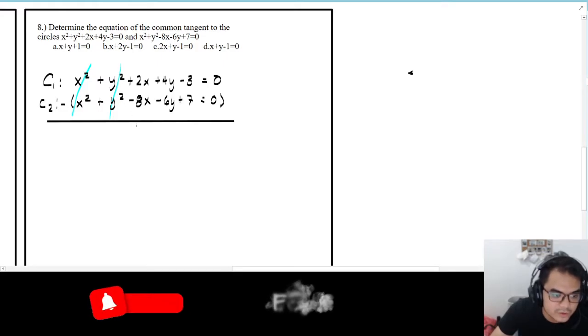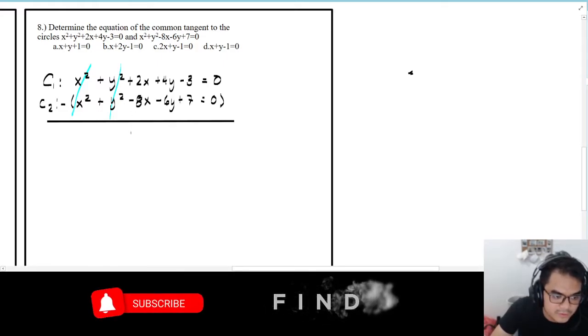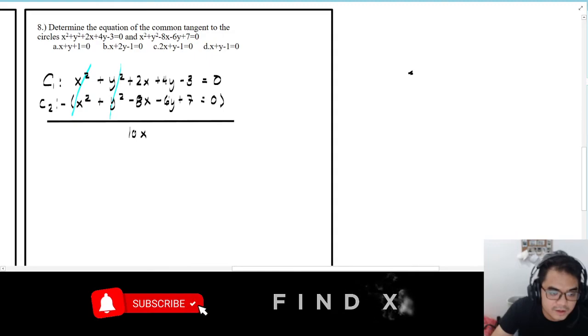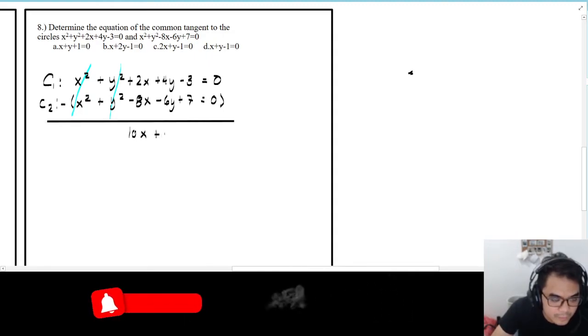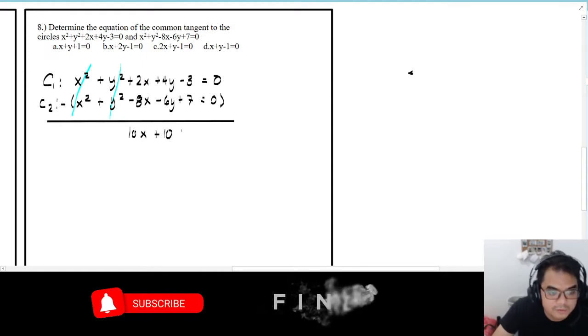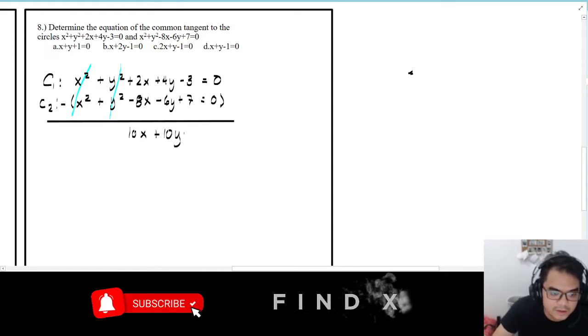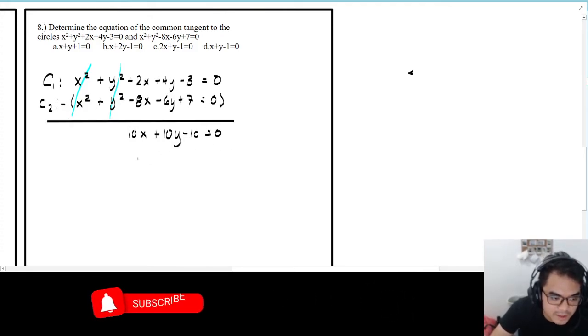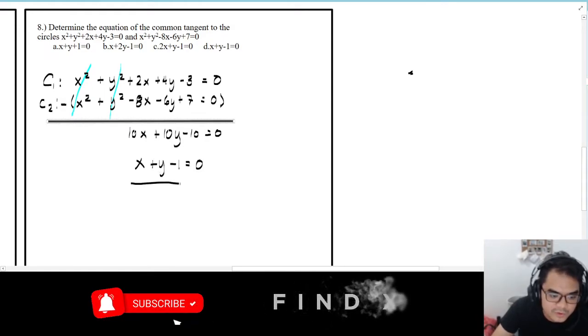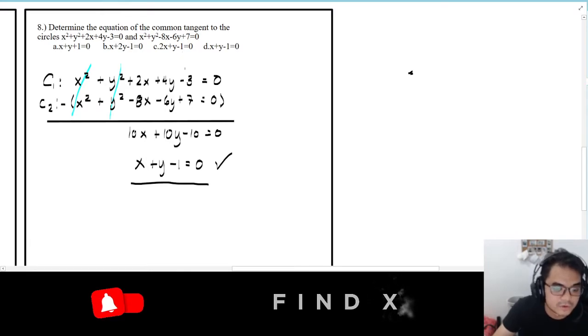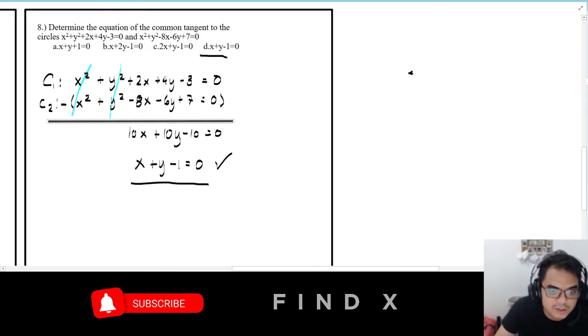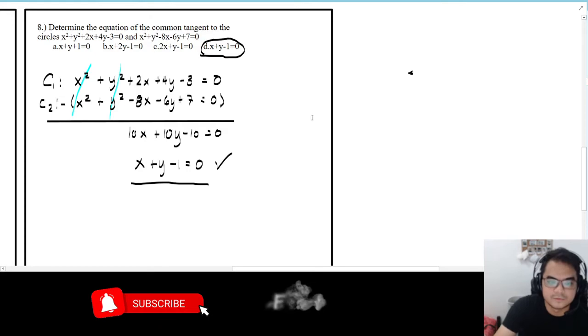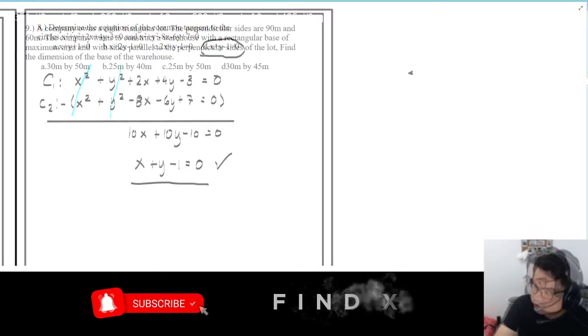And then you'll be left with what? So this will become positive. So this is 10x and then this will become positive 10y, right? So this is 10y and then minus 10 all equal to 0. So dividing everything by 10, you'll have your x plus y minus 1 all equal to 0. So this will become your answer. Therefore, the answer is letter D, this one. Okay, so let's have the next one.